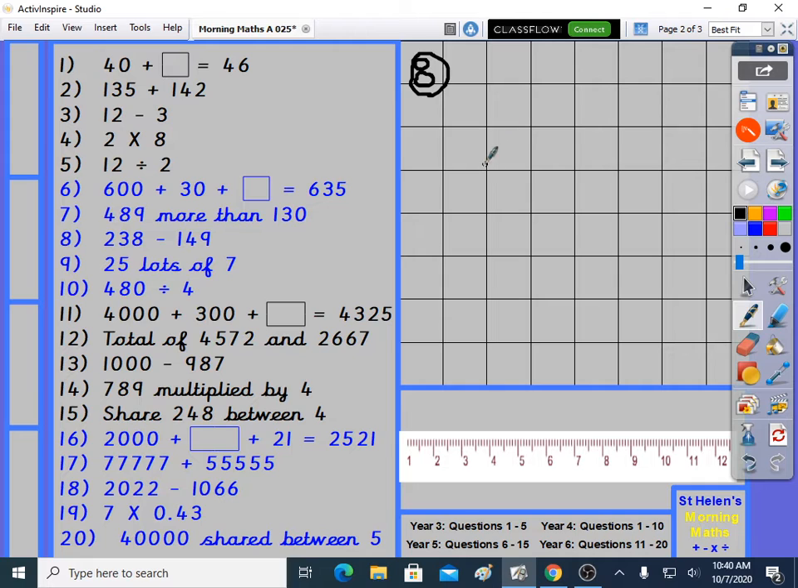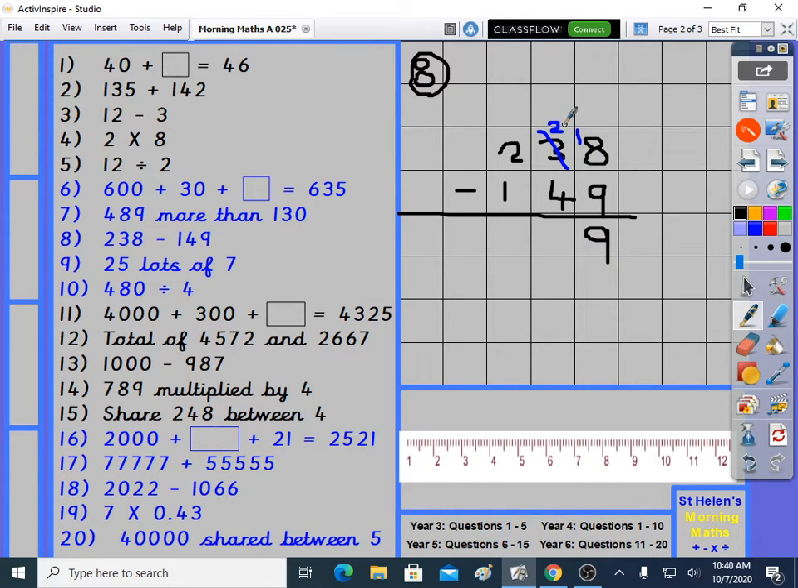238, take away 149. 8 take away 9 we can't do. 8 needs some help from the 3 tens, which go down to 2 tens. Bring a 10 over here, making 1 10 and 8 units, 18. Take away 9 is 9.